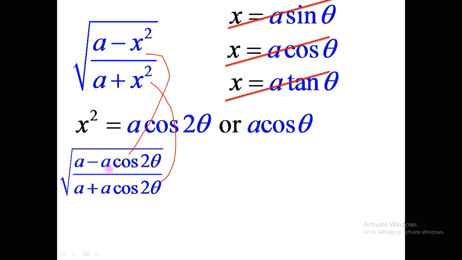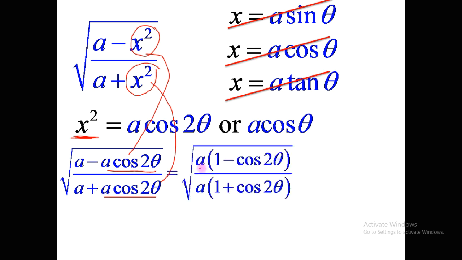I am not replacing x, I am replacing the whole x square. So if I am replacing the whole x square, I don't have to make a square of this. I am replacing the complete x square part by a cos 2 theta, and the complete x square part by a cos 2 theta. So what we will get is a common from the numerator and the denominator. What is left inside the bracket is 1 minus cos 2 theta, 1 plus cos 2 theta. So this a and a will get cancelled.